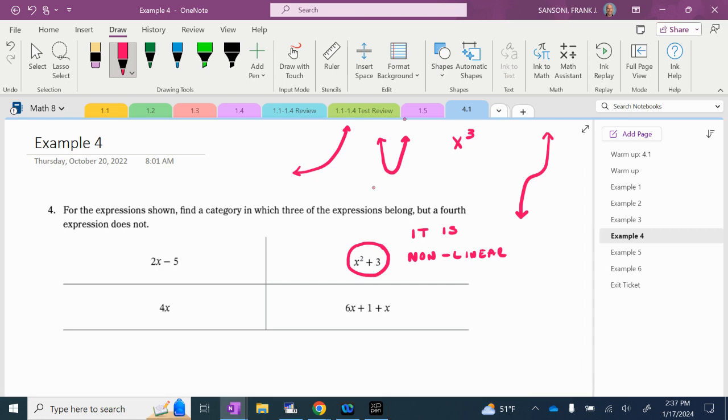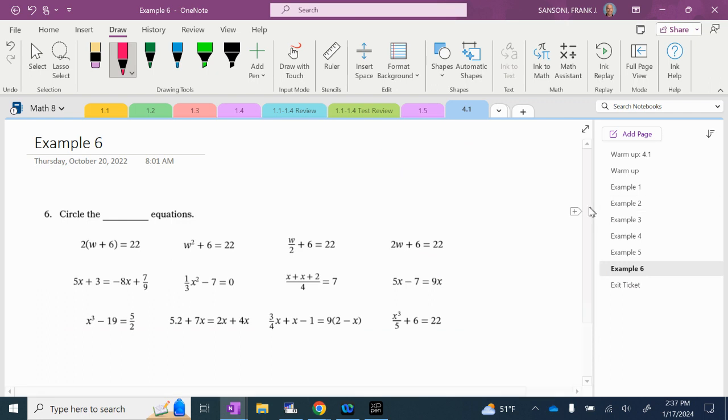Okay, but right now, all we're doing is linear. And so the root or the base word of linear is what? What word do you see inside of linear? A line. So if it's linear, it makes a line. If it's nonlinear, it makes one of these shapes. We're skipping 5. We're going to 6.